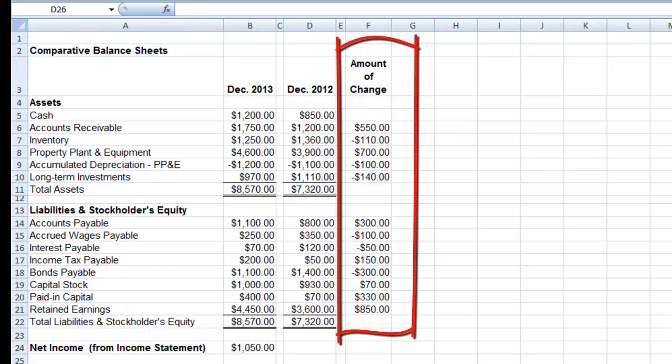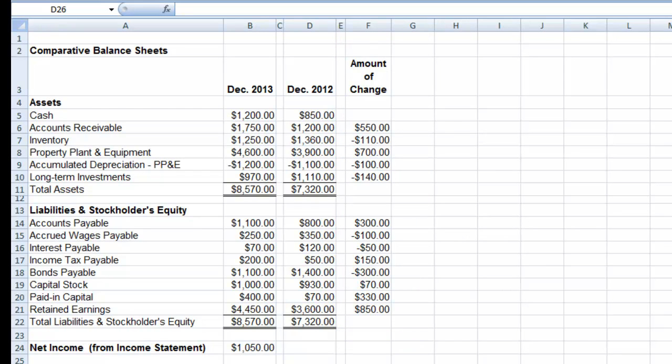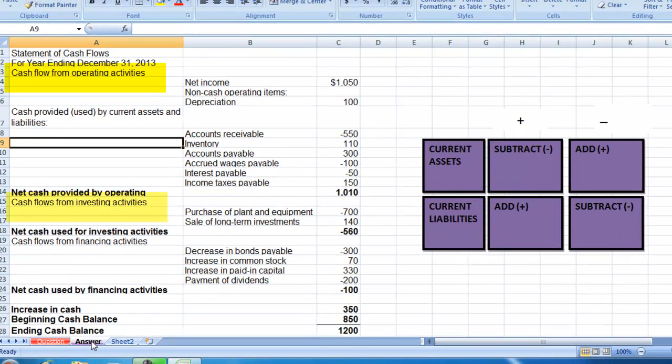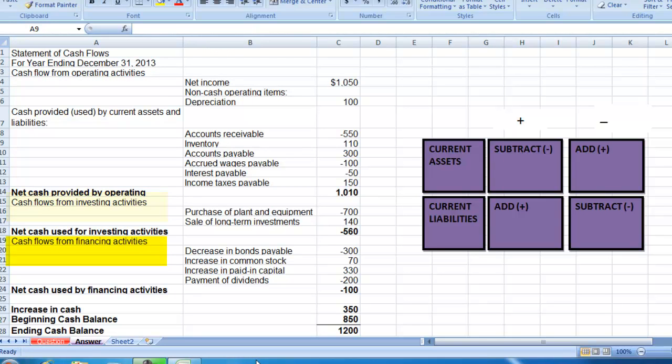Pay attention to this section. It is the difference from 2012 to 2013. The statement of cash flows organizes data into three categories: operating, investing, and financing. Cash flows from operating activities are cash inflows and outflows from daily operations of the company.